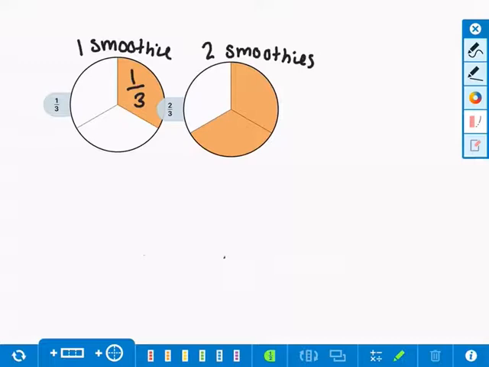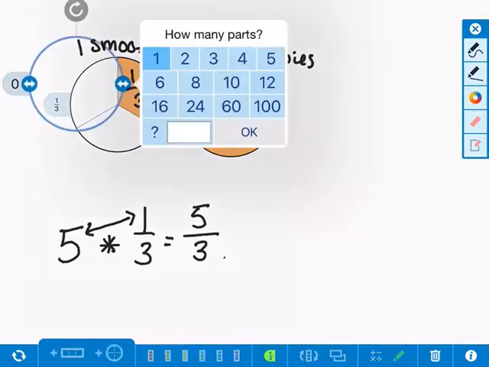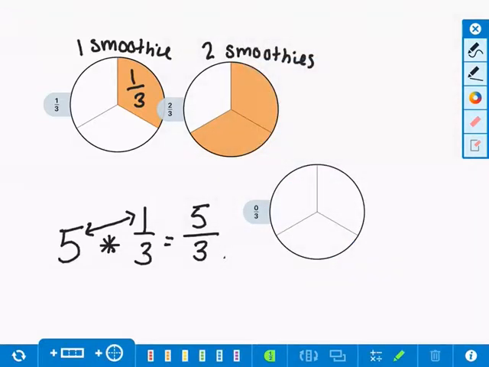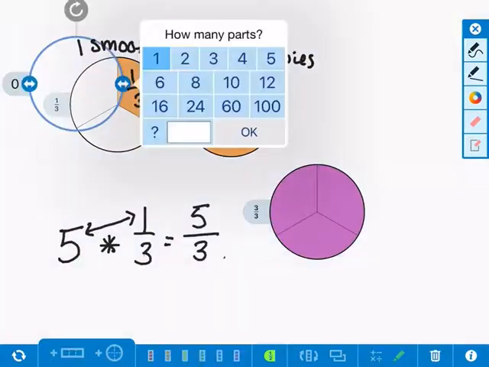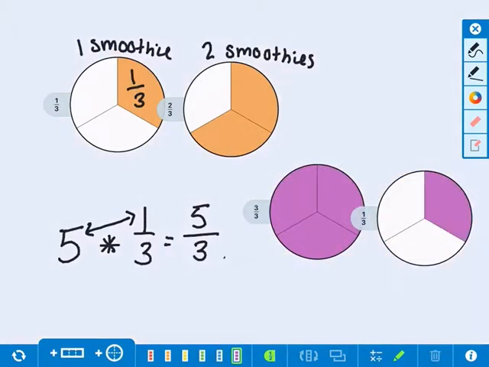So if she needed 5 smoothies, she would do 5 times 1/3, which would be 5/3, right? Because you're just multiplying, and the denominator stays the same. So if I was going to show that in fraction circles, we are split into thirds, and I would highlight 1, 2, 3, but I have 5, so I need to use another fraction circle and highlight 4, 5. So I have 5 pieces shaded in all together. And if you notice, this represents 1 whole and 2/3 cup of milk if she was making 5 smoothies.